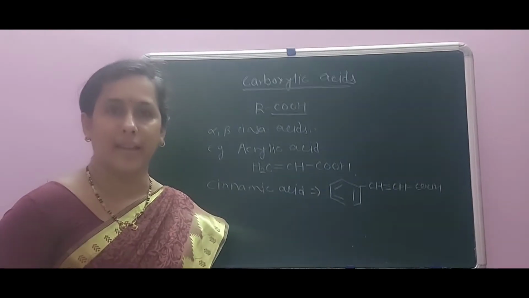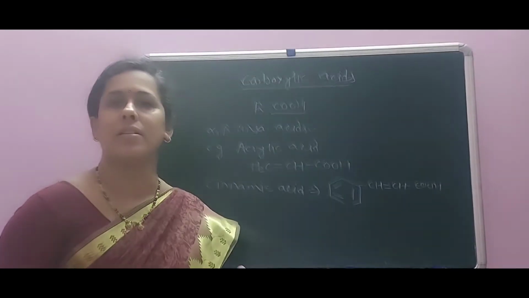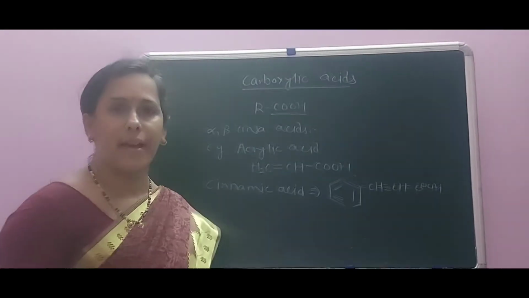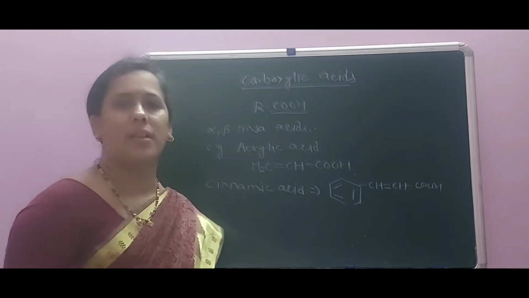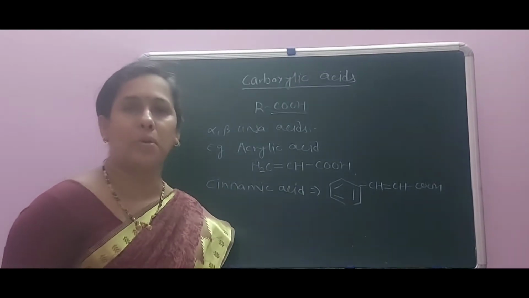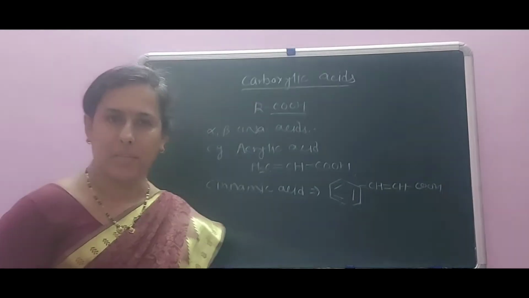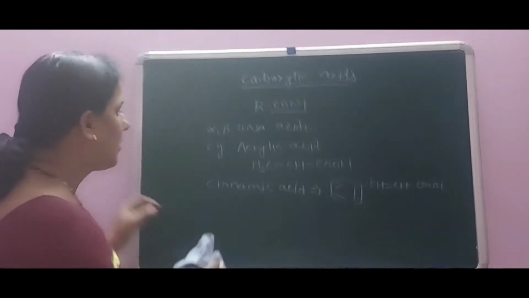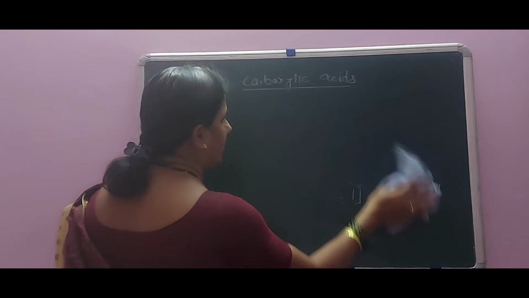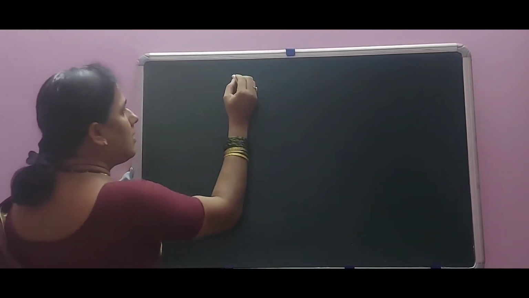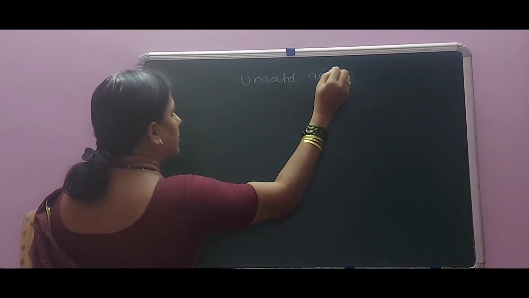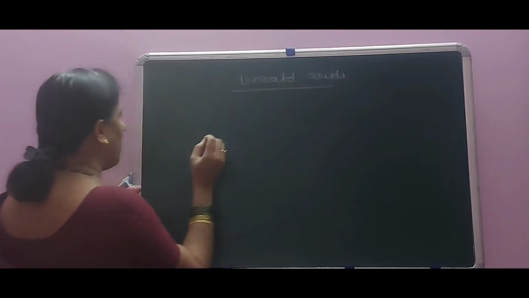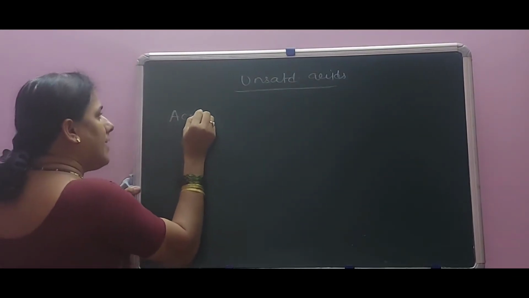First one is acrylic acid: its formation, some of its properties, its reactions, and one or two of its uses. This topic is already allotted for basic part 2 of the organic chemistry paper of semester 3. So the first one is the unsaturated acids. Now, first one is acrylic acid.